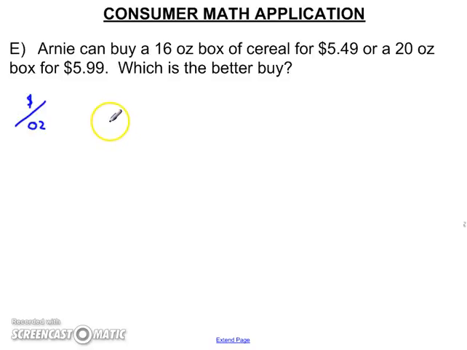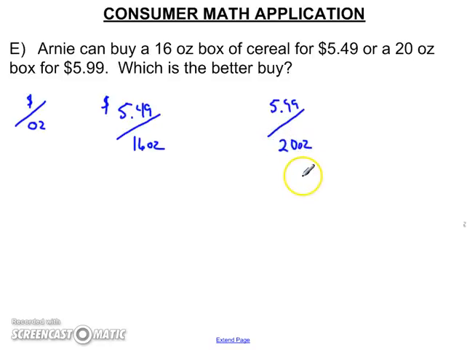Okay, so if we set these up as two ratios to begin with, $5.49 for the 16-ounce box. Okay, and the other one is $5.99 for the 20-ounce box. Again, 20 ounce. And what I want to figure out here is what is it per ounce. Okay. So I'm going to use a calculator. I'm punching it in right now.